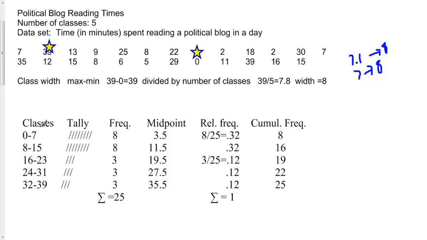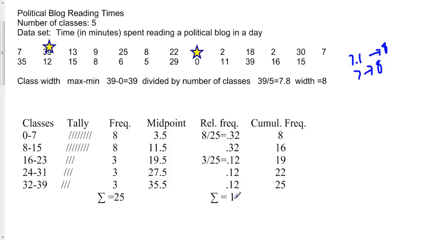Then here's your midpoint. Half of 7 minus 0, half of 7 is 3.5. Then you just add 8, add 8, add 8, add 8. Once you get the first one, you just have to add 8 to go down each time. Relative frequency, you take each frequency divided by the total. So 8 divided by 25 is 0.32. The second one's the same. Here the frequency is 3, and 3 divided by 25 is 0.12. The other 3 are the same.